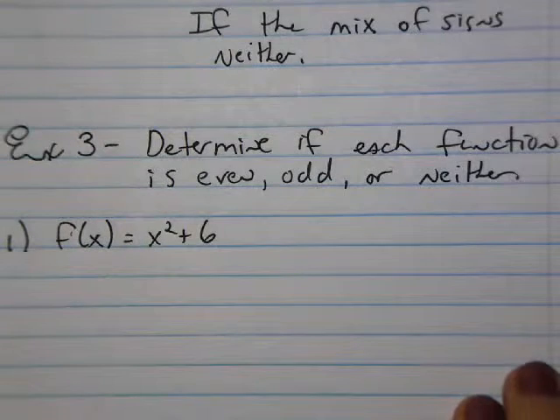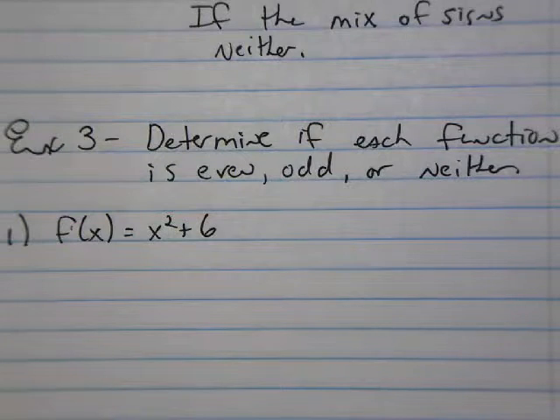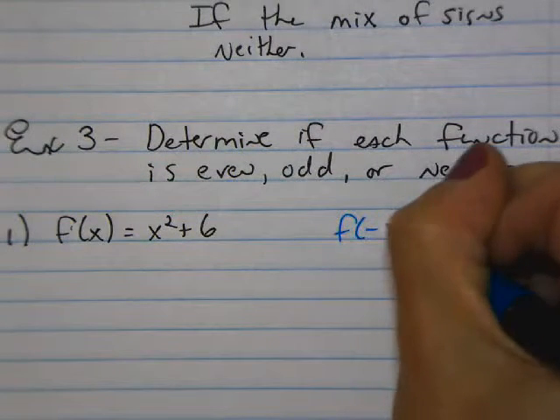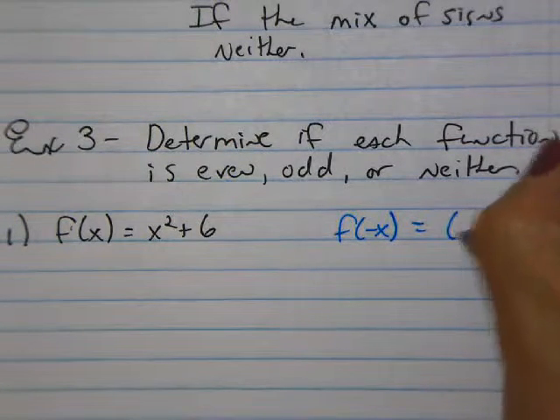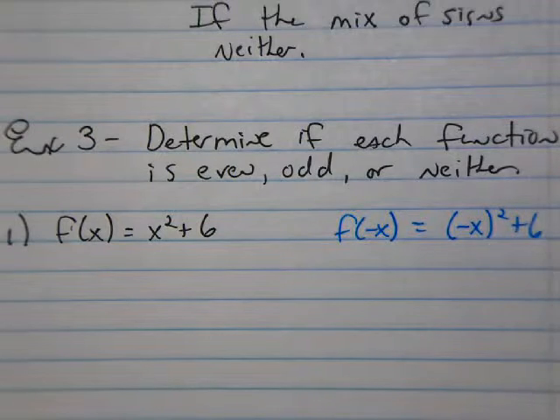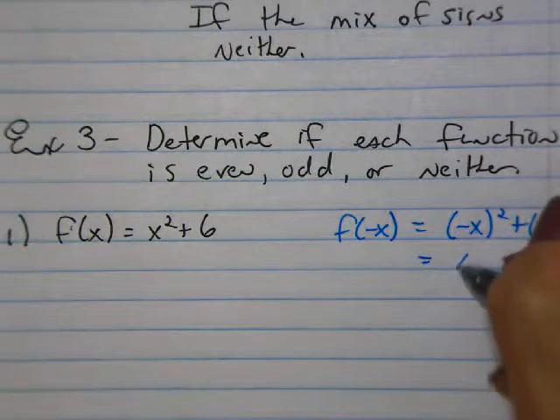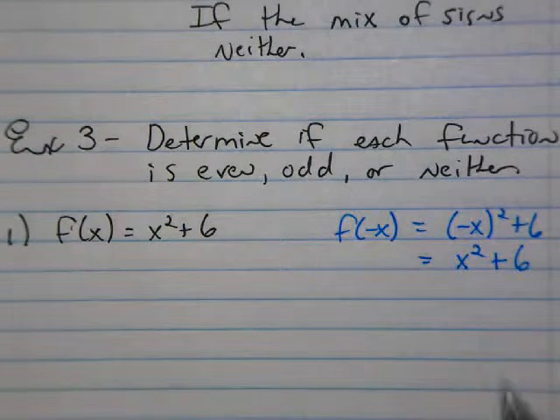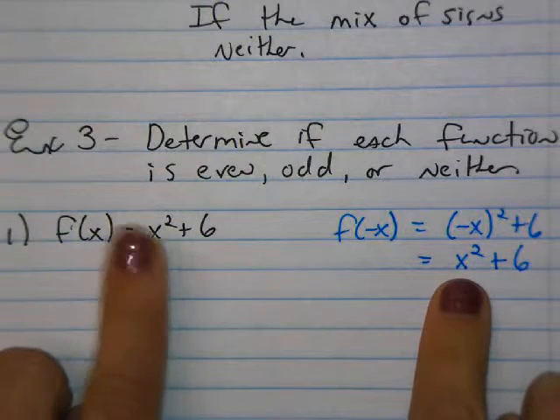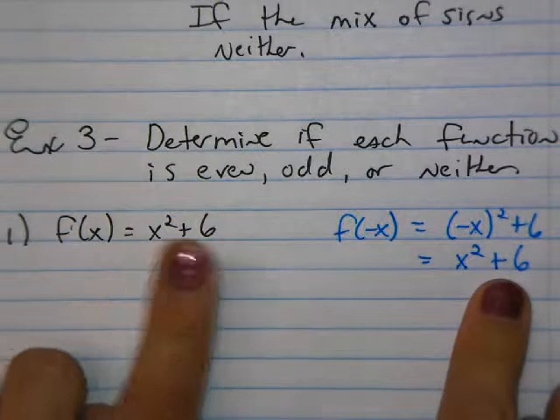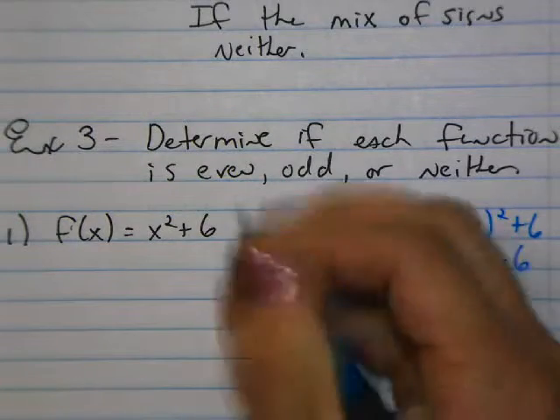Alright, so step 1 said find f of negative x. So, just like yesterday, anywhere I have an x, I'm going to make a substitution of a negative x. And now I go ahead and simplify. So negative x quantity squared is x squared plus 6. Now you take a minute and you look at the signs in front of each term. So the x squared is positive here and positive here. The 6 is positive here and positive here. So my sign stayed the same, therefore this is an even function. Okay?